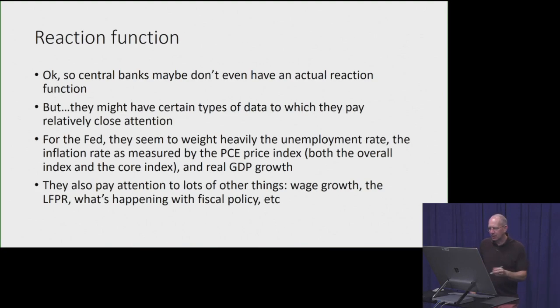So for example, we know that the Fed pays lots of attention to the unemployment rate, the inflation rate as measured by the Personal Consumption Expenditure Price Index, and this is both the overall inflation rate and the core index. The core index excludes food and energy, and then also real GDP growth. So those seem to be the main ones. They certainly also pay attention to lots of other things. For example, in the labor market, they pay attention to wage growth and the labor force participation rate. In terms of other policy things, they pay attention to what's happening with fiscal policy in terms of government spending, in terms of tax changes as an example.